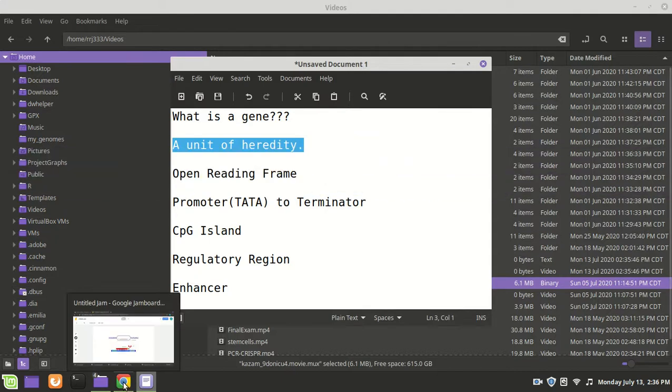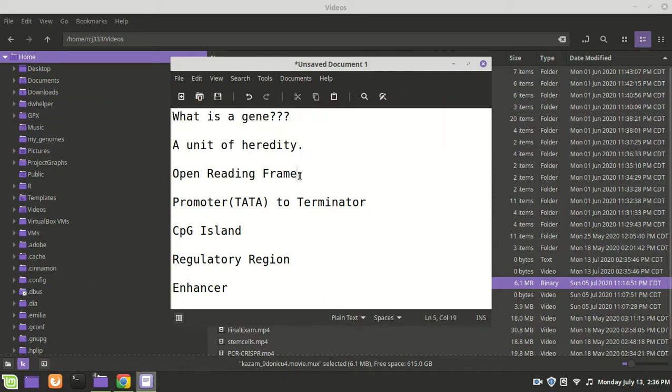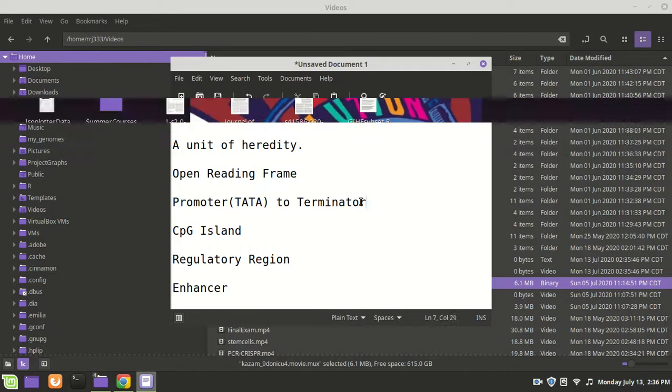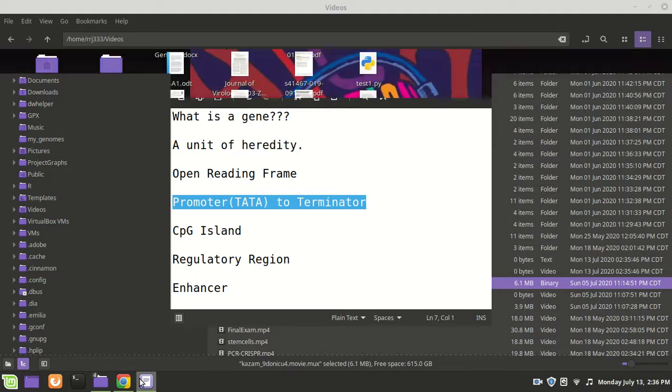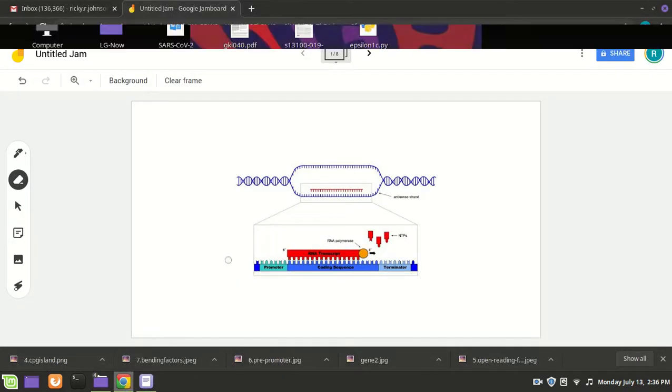And I would say from the 1950s to the 1990s, a pretty good definition was this open reading frame, or this promoter to terminator, which we've already learned about. That was the general definition. But now we know some more things once we sequence the human genome, and that definition is changing. So let's look at this. This is our general picture.